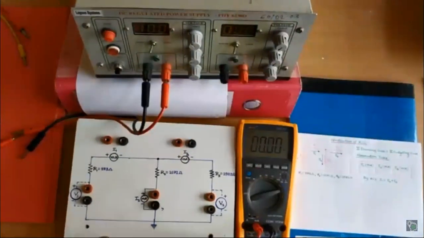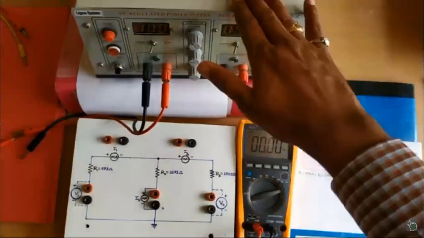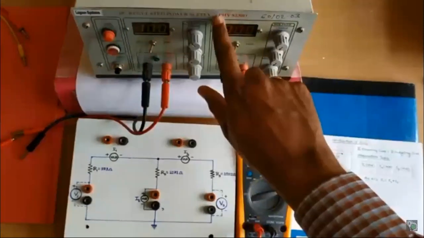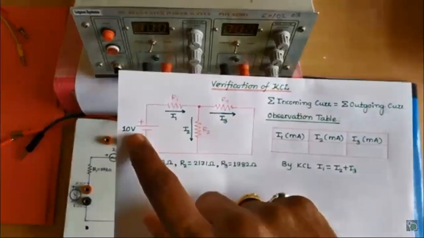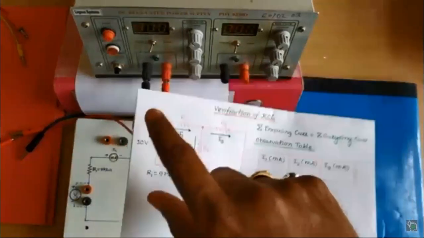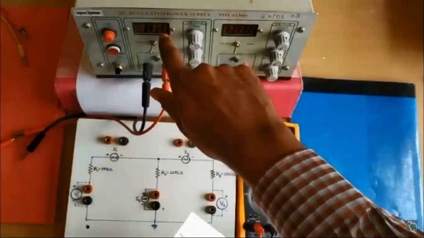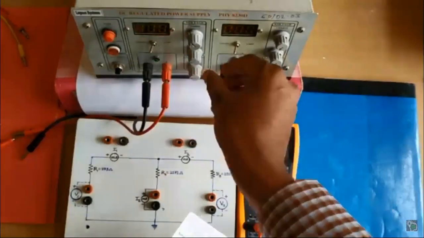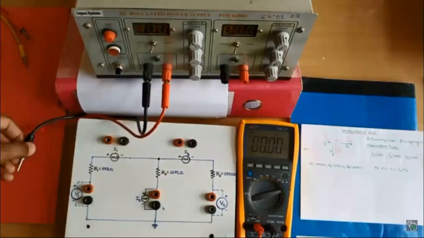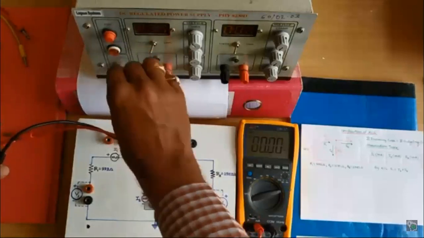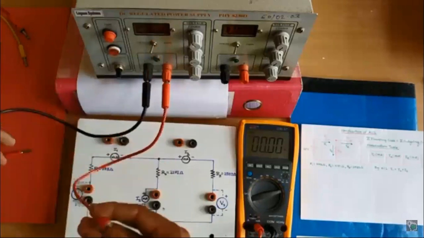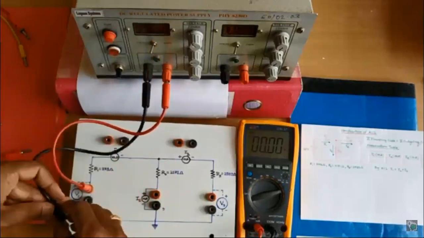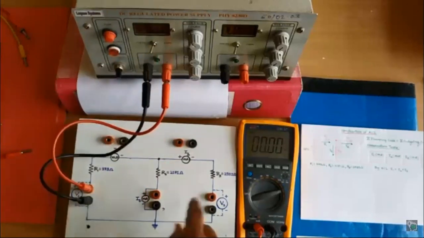Now, in order to provide power to this circuit, we are using this DC regulated power supply. As per our circuit diagram, we are using 10 volt as the supply voltage. Here you can see that I have already set that voltage to 10 volt. Let us start the connections. First of all, turn off the power supply. First you have to set the desired voltage and then connect the power supply in the circuit. Here I have connected positive and negative. The second supply we are not using.